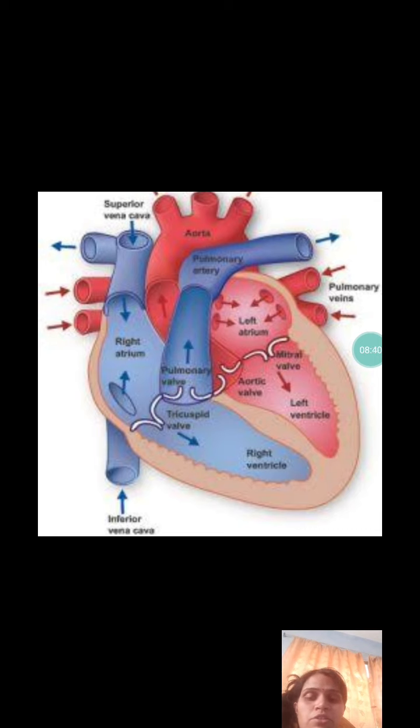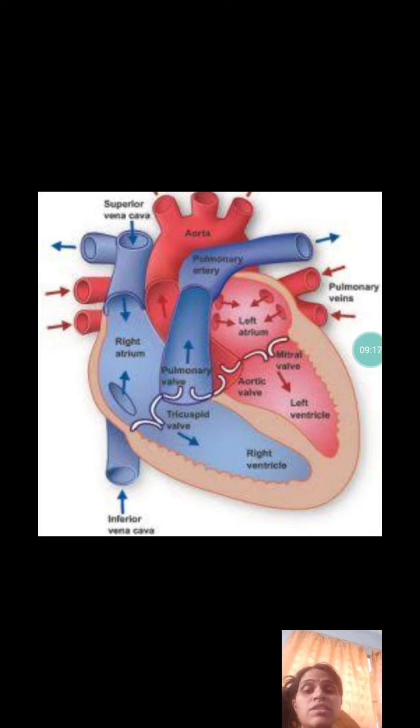First of all, what happens, students? The superior vena cava carries deoxygenated blood from the upper part of our body, whereas the inferior vena cava carries blood from the lower part of the body, and the deoxygenated blood reaches the right atrium. After it reaches, it exerts pressure, and due to this pressure the tricuspid valve opens, and the blood comes to the right ventricle.